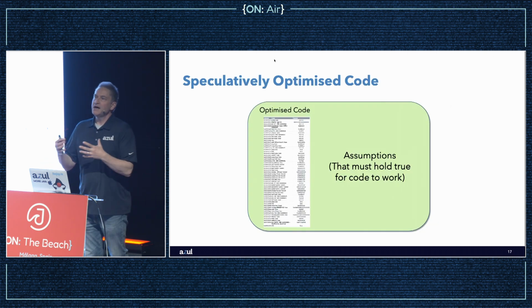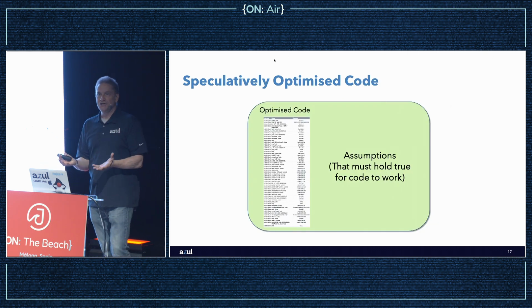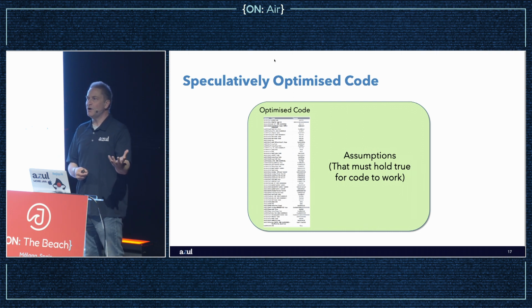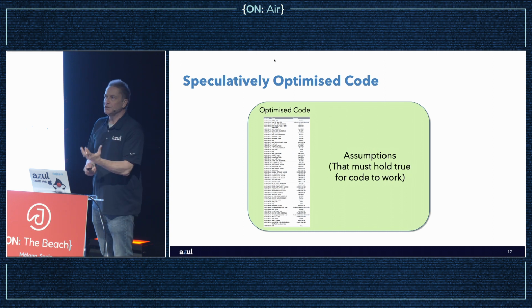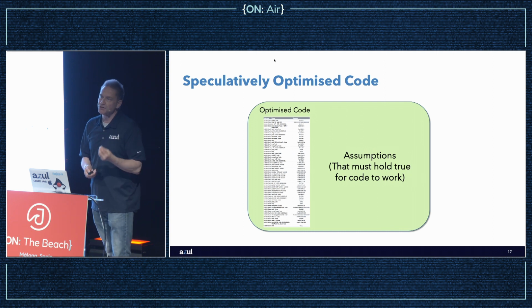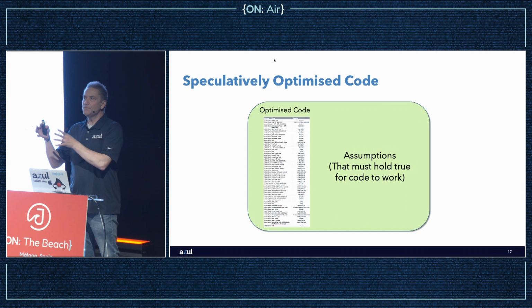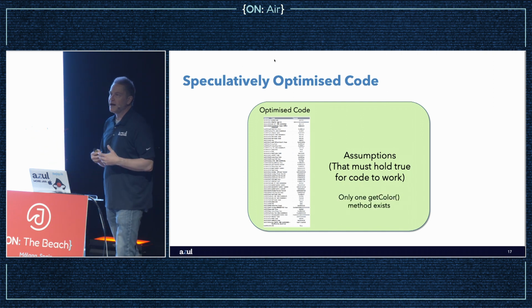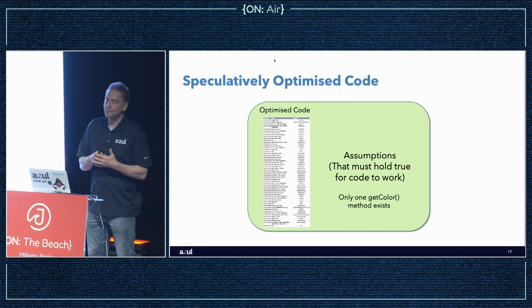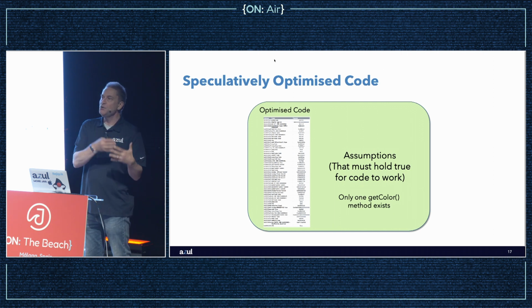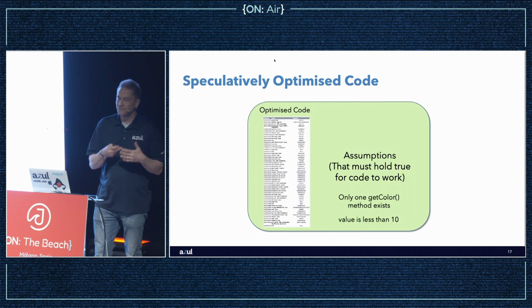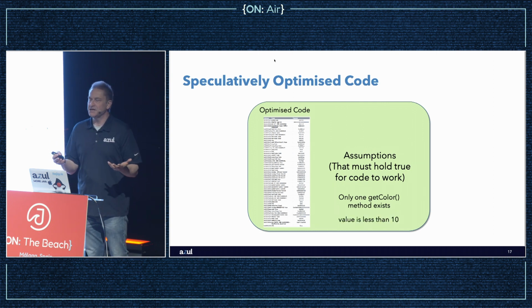What we can then do is create a package, if you like. The package is the method that we want to compile, but also including the set of assumptions that are correct for the compiled code that we generate. So in the example, we could have a method that's being compiled based on the idea that there's only one version of getColor and the value that we're processing is less than 10.